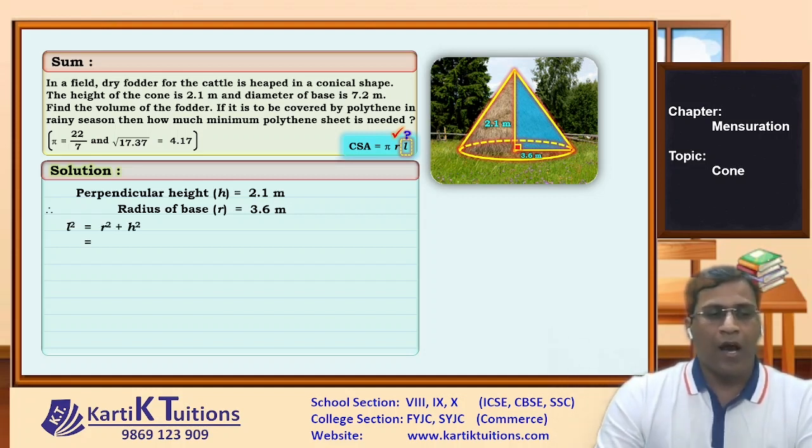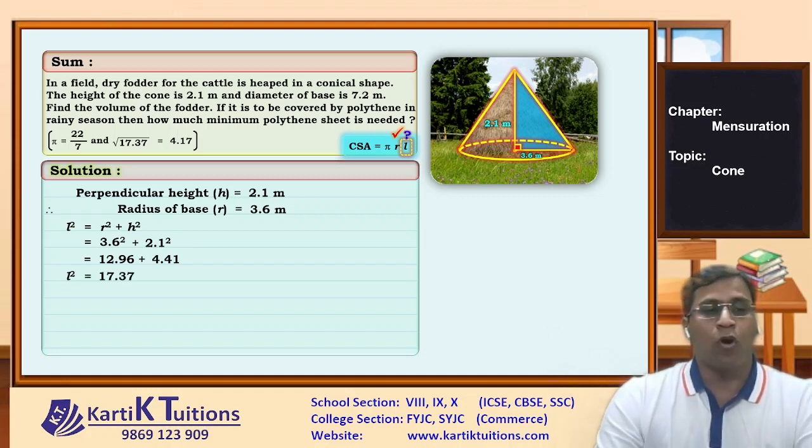So here R is 3.6 and H is 2.1. So it will become 3.6 the whole square plus 2.1 the whole square. Now let's take the square. 12.96 plus 4.41. When you add, you get it as 17.37. देखो ऊपर देखो वो लोग ने सब में ऑलरेडी स्क्वायर रूट ऑफ 17.37 दिया हुआ है. कितना? It is 4.17. So your L will become 4.17 meters. I hope I am clear till here.